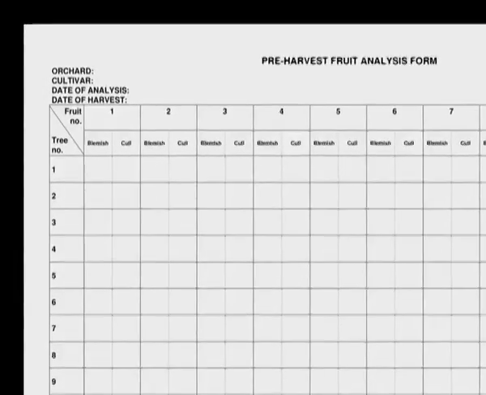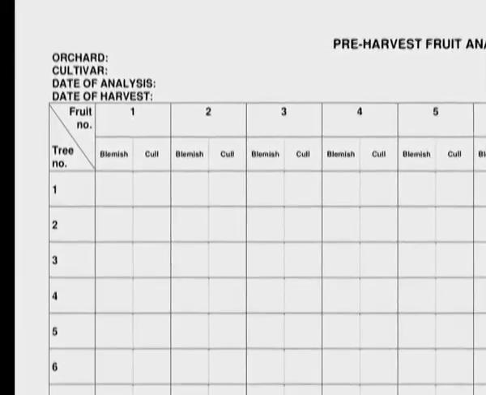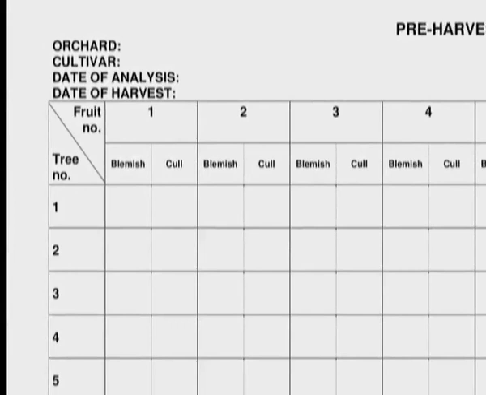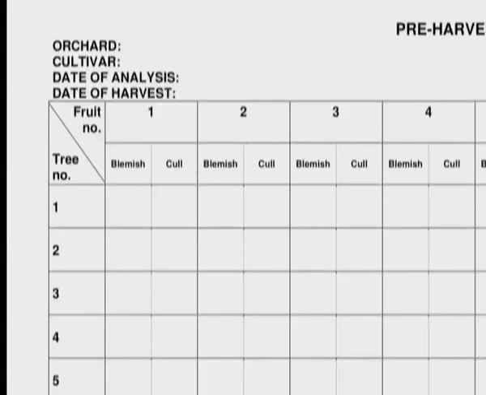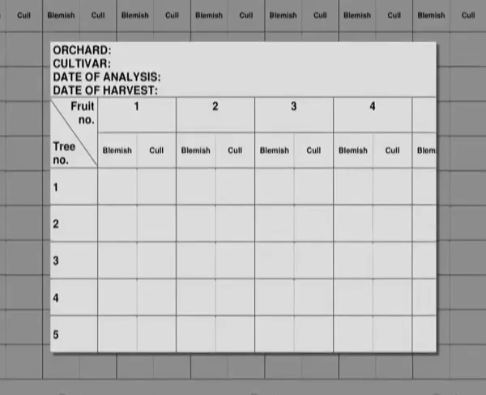The information that is gathered when the fruit sample is inspected is entered on a form similar to this one. In this example, each block on the grid represents a fruit. For instance, this block is for the first fruit from data tree number 3. Blemish codes are used to indicate the type of damage to the fruit. The code is entered in either the blemish column or the cull column, which is an indication of the severity of the damage. For instance, if the first fruit from data tree 3 has thrips damage that will downgrade it from export quality, T is entered in the blemish block for this fruit.